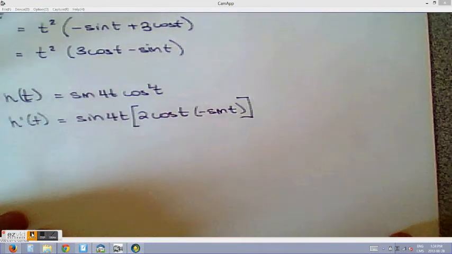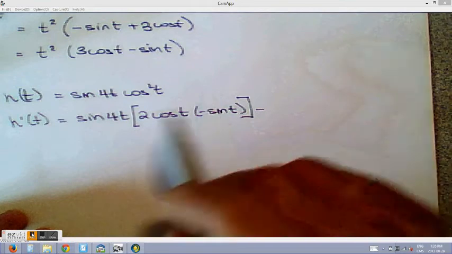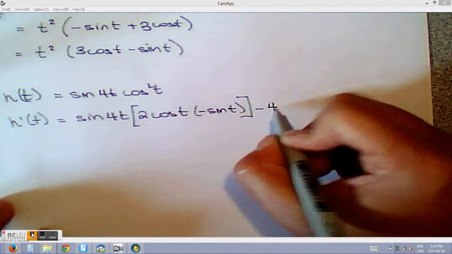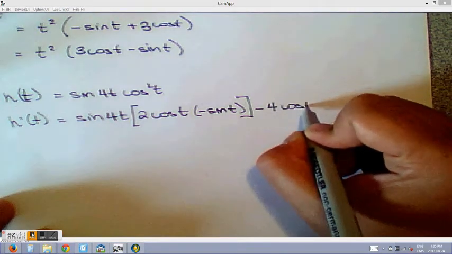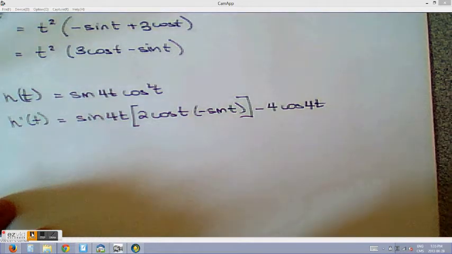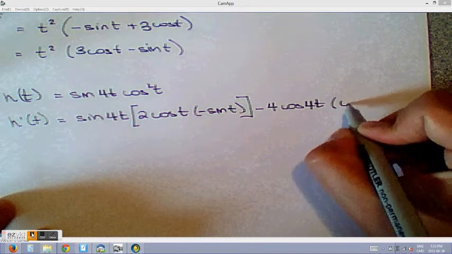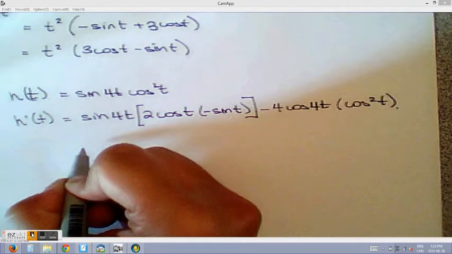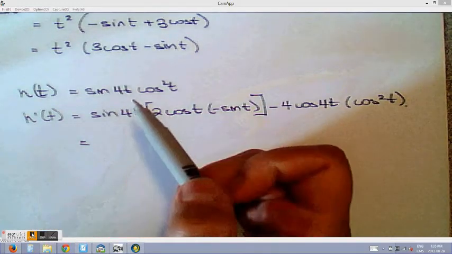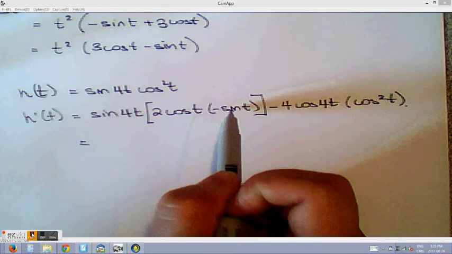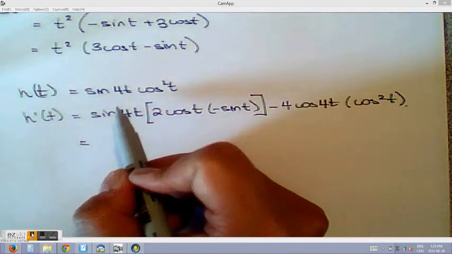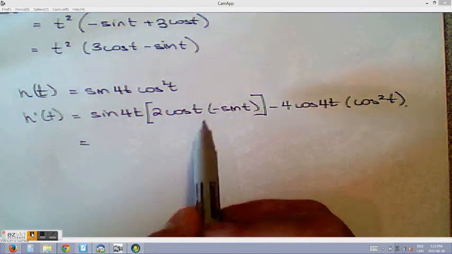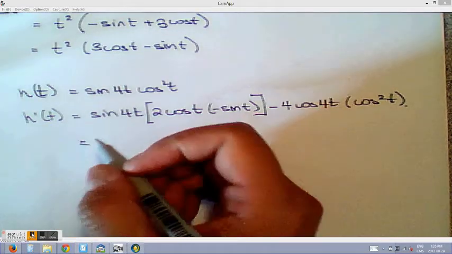Yes, it's going to get very long, but you can do it. Okay, so plus the derivative of the first, which is 4, chain rule, cosine 4t, and then the second, cosine squared t. Okay. So let's simplify this so it looks a bit nicer. Multiplying this in, I'm going to bring this out front and multiply this. No, you can't really do anything with that. So let's see. We'll just rewrite it for now.